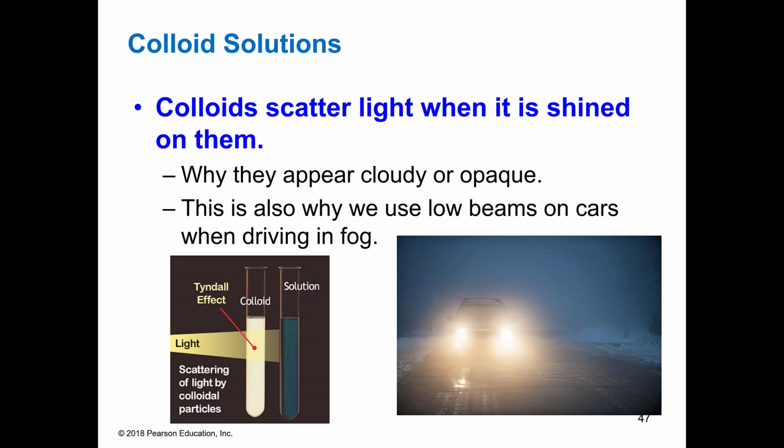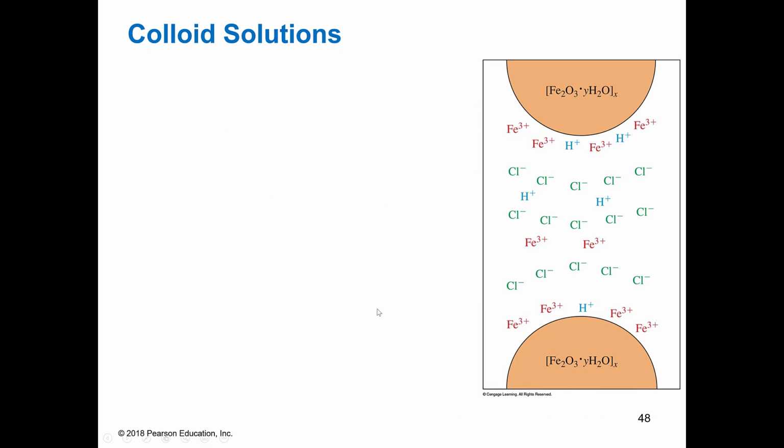And in the lab, the scattering of light has a name. It's called the Tyndall effect, and it's just the effect of scattering that light. If you put light through a clear solution, the light will go through. But if you put it through a colloidal solution, then those particles that are suspended in there cause that light to bounce off of them and not pass through that liquid.